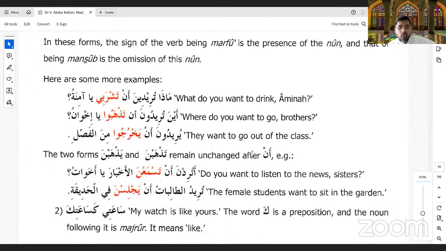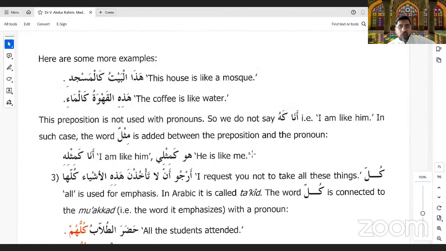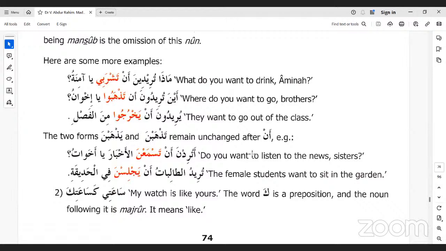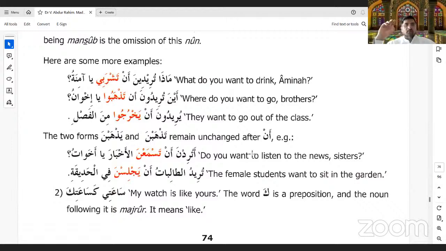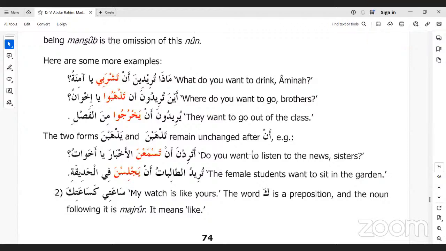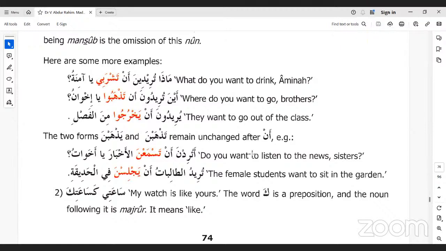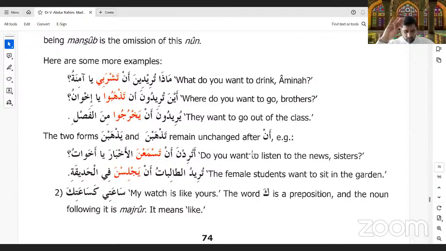So remember, why did I say that the two forms of the present tense, hunna and antunna, are fixed forms? They never change. They remain the same. And how many states does the present tense verb have? Three: marfu, mansub, and majzoom. Excellent.